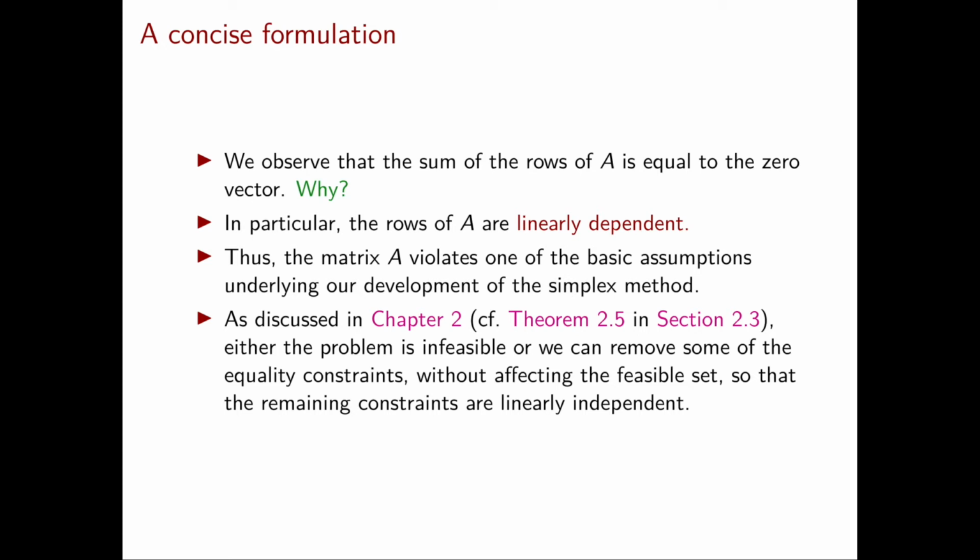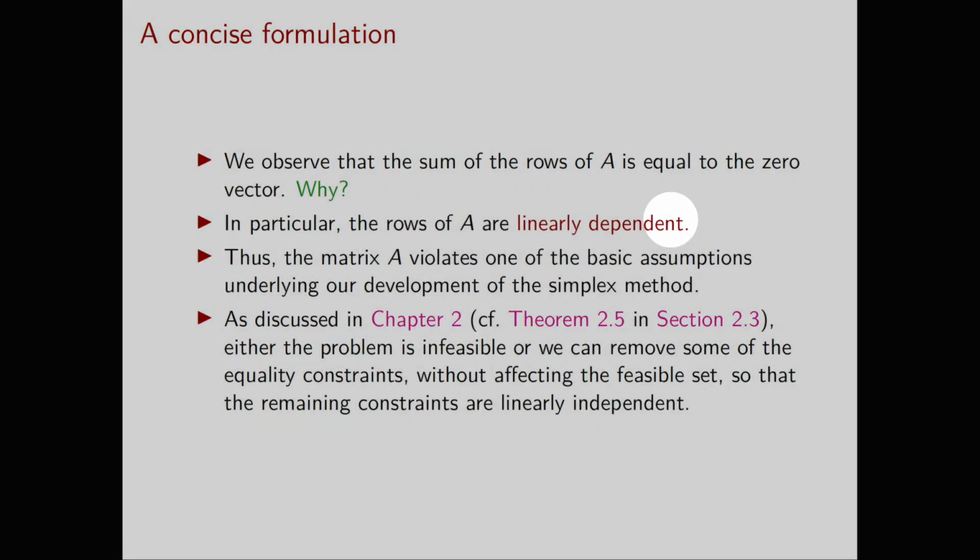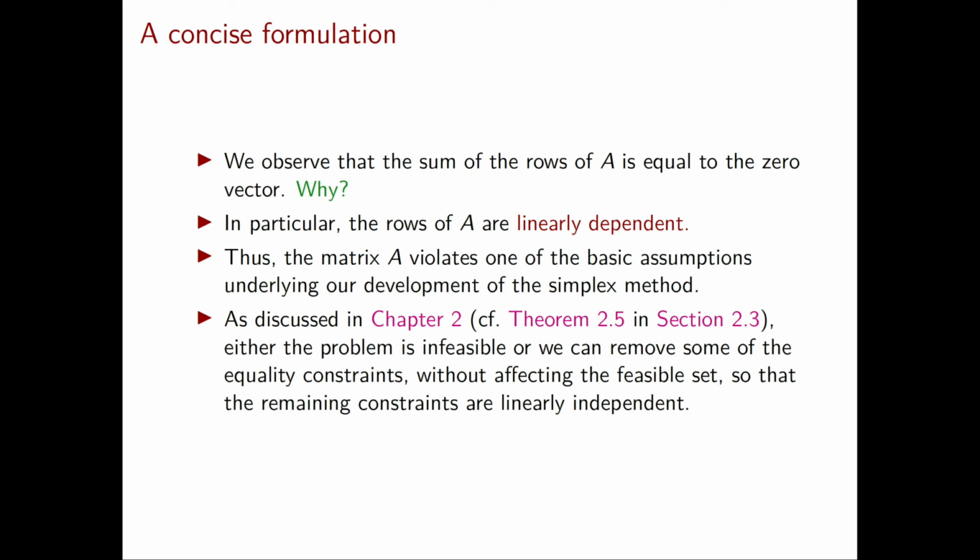We immediately observe that the sum of the rows of A is equal to the zero vector. This is immediate to realize because every column contains one +1 and one -1. However, this is bad news because this means that the rows of A are linearly dependent. And so our matrix A violates one of the basic assumptions in our development of the simplex method. Back in chapter 2, we discussed this possibility, and we saw that in this case either the problem is infeasible or we can remove some of the equality constraints without affecting the feasible set. Removing these equality constraints allows us to be left with constraints that are linearly independent.